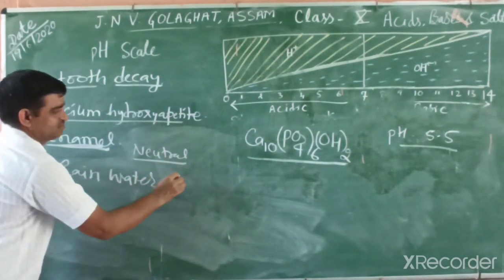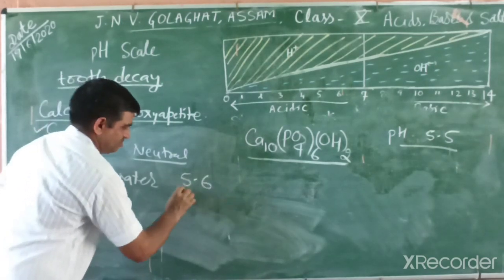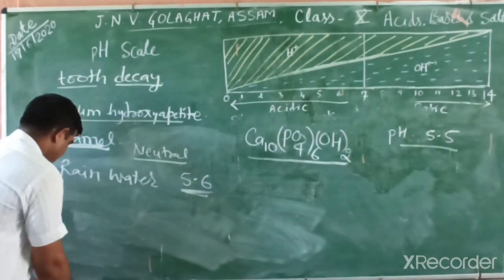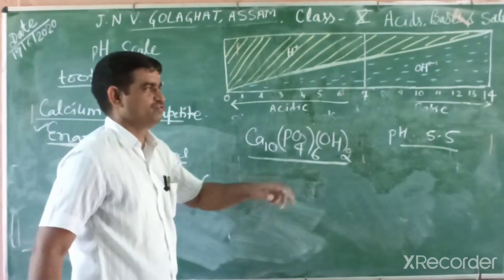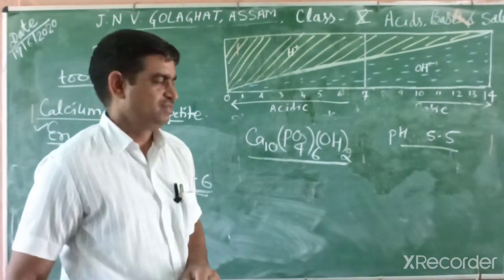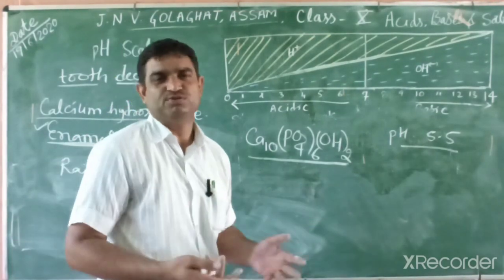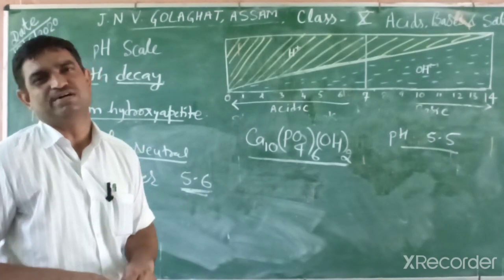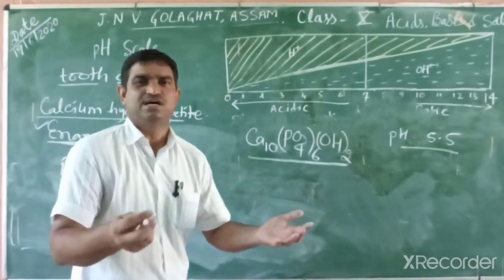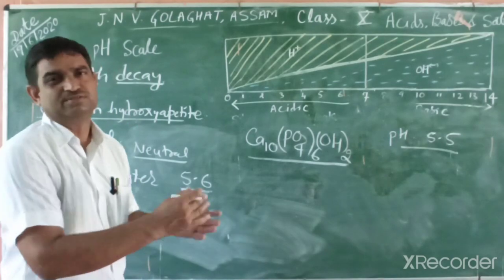Rainwater pH is 5.6. What does this 5.6 indicate? It means it is a weak acid. So rainwater is acidic. Sometimes in the news you hear about acid rain. Due to acid rain, the Taj Mahal monuments have become slightly yellowish in color.